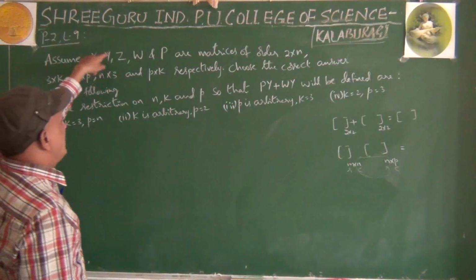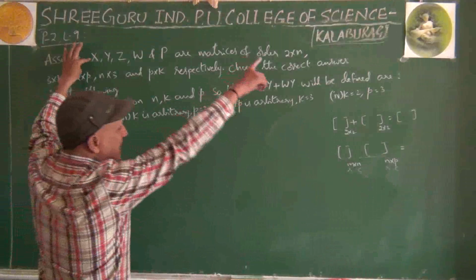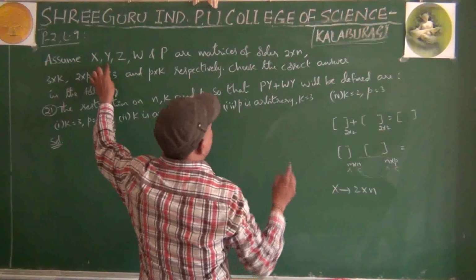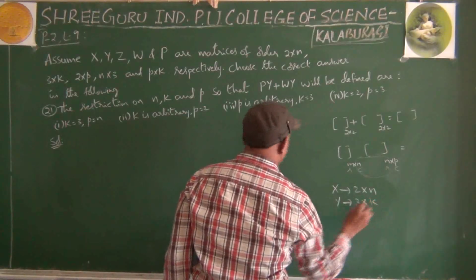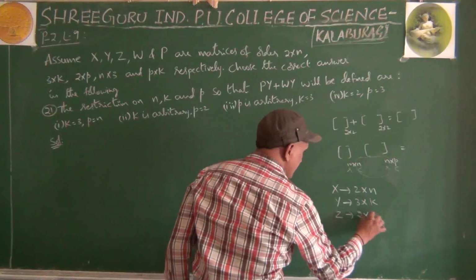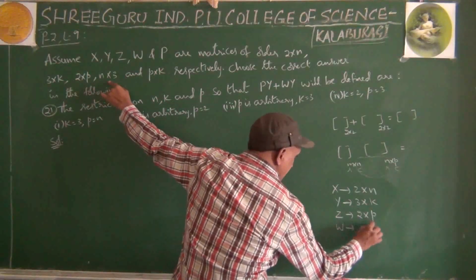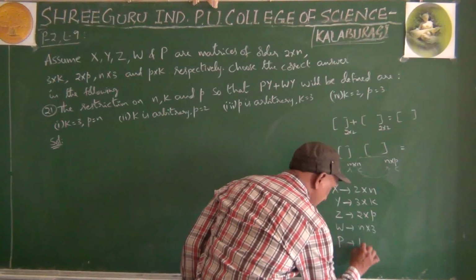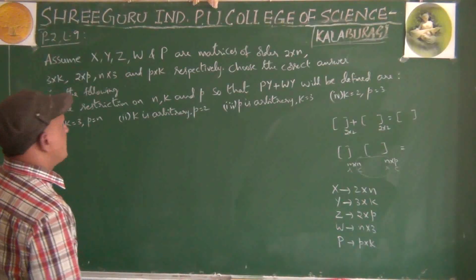Assume capital X, capital Y, capital Z, capital W and capital P are matrices of order: capital X order 2 by n, capital Y order 3 by k, Z 2 by P, W n by 3, P by K respectively. Choose the correct answer in the following, right?